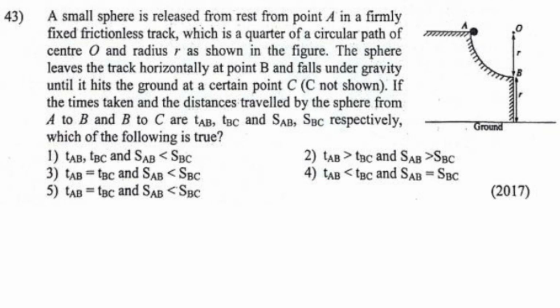The sphere leaves the track horizontally at point B and it falls under gravity until it hits the ground. At a certain point C, not shown, if the time taken and the distance travelled by the sphere from A to B and B to C are TAB and TBC, and SAB and SBC respectively, which of the following is true?